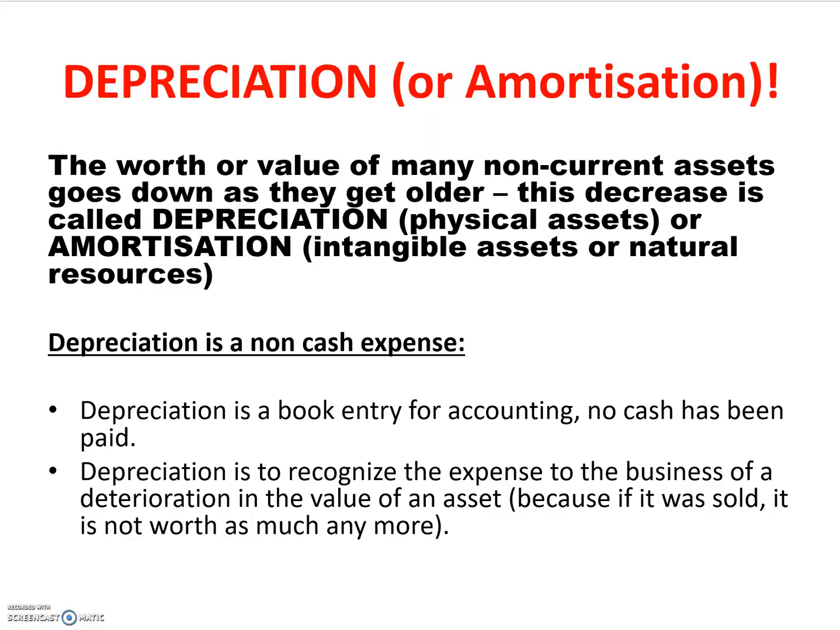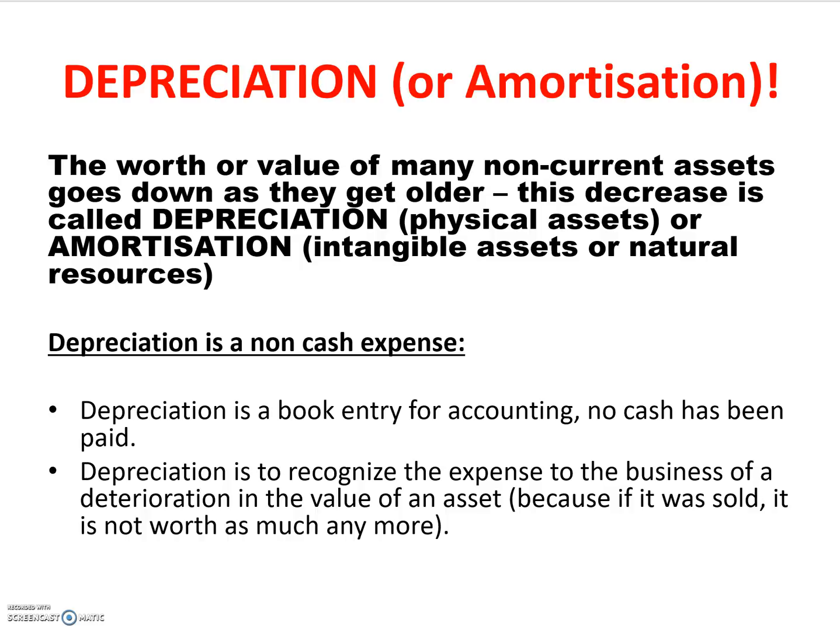So what happens is the worth or value of lots of non-current assets goes down as they get older. They're no longer worth as much. And the decrease that we have to put through our financial records to make sure it's current, in physical assets, is called depreciation, and for intangible assets or natural resources, it's called amortization. Now, it's important to realize that this is a non-cash expense. It doesn't actually have a cash impact in any way. It's a book entry only. So it does affect our overall profit, but it doesn't affect our cash.